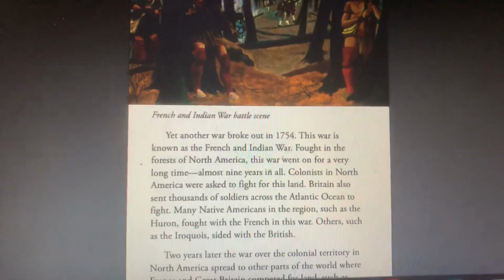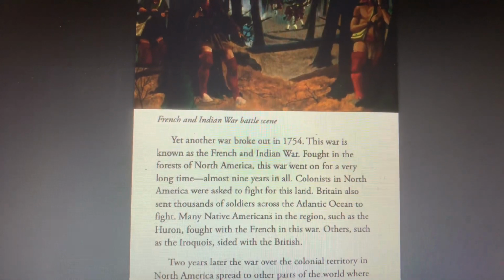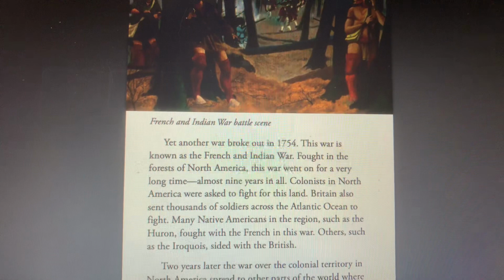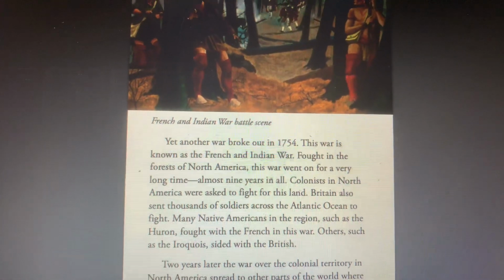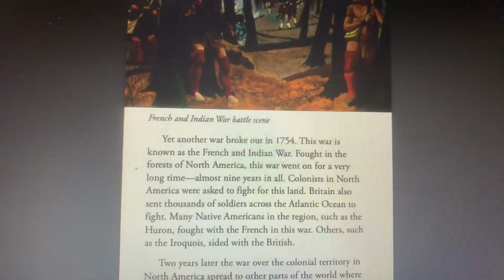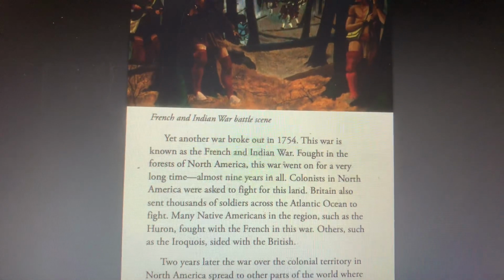Yet another war broke out in 1754. This war is known as the French and Indian War. Fought in the forests of North America, this war went on for a very long time, almost 9 years in all. Colonists in North America were asked to fight for this land.